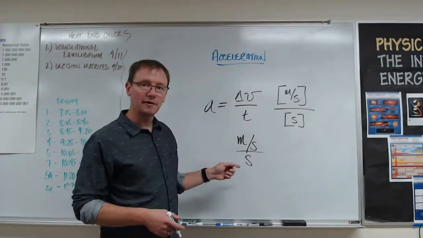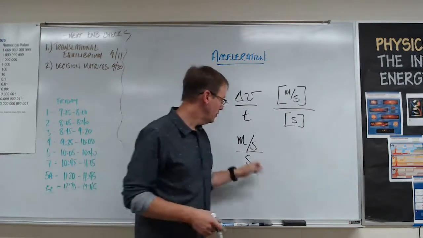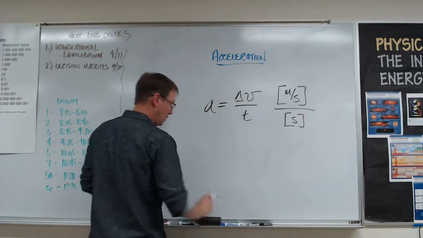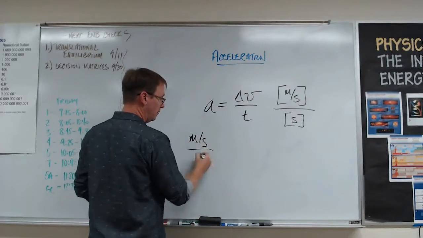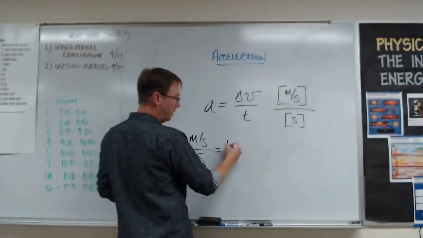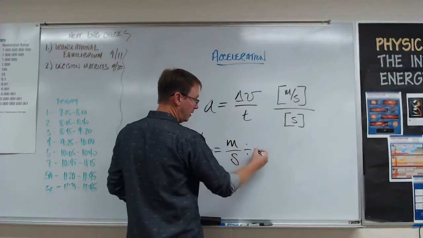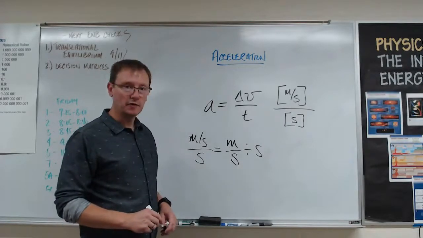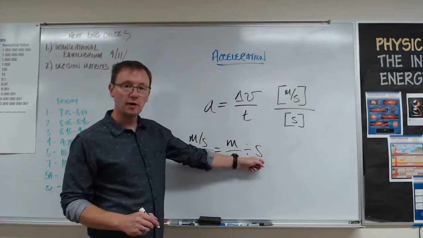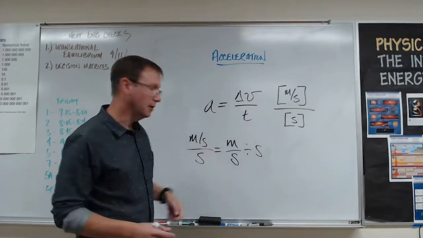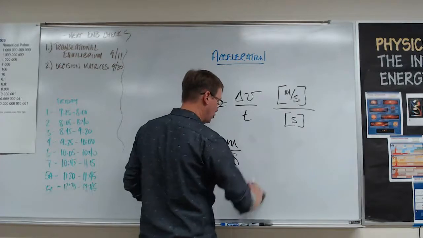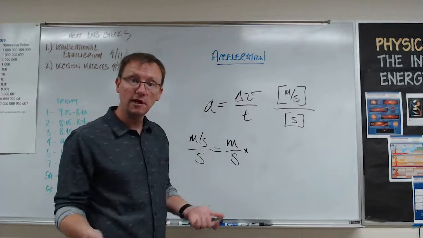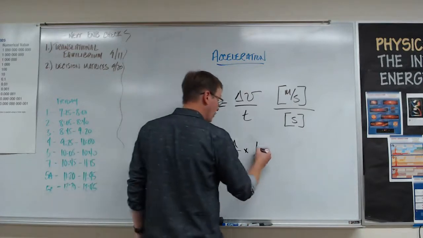So there's a way to make this a little bit simpler, and I'm going to show you how to do that now. This actually means, I'm going to rewrite it over here. Meters per second per second actually means meters per second divided by seconds. Now you might remember from middle school or late elementary school that when you divide by a number, it's really the same as multiplying by its reciprocal, right? So I'm going to go ahead and take this and erase it like that, and I'm going to say multiply by the reciprocal. What's the reciprocal of s? It's 1 over s. So I'm going to go ahead and do 1 over seconds here.